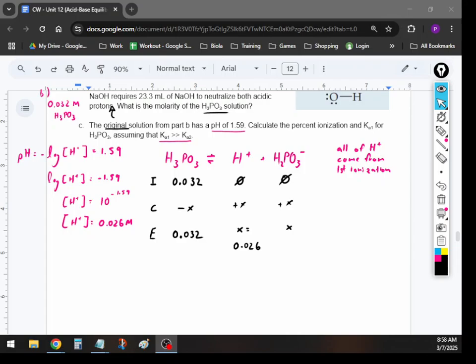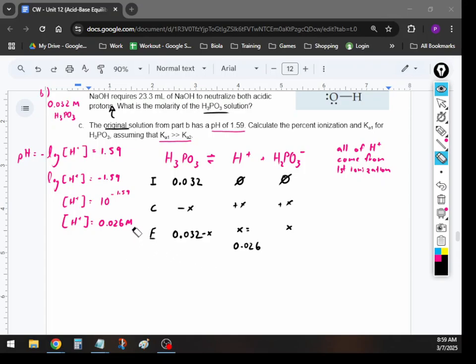Alright, so I filled in the ice table for you guys. Hopefully the change section is pretty simple. It's minus X for the acid, and you're gaining the products. The equilibrium value for our acid is going to be 0.032 minus X, and these will be X, and then we calculate the concentration of H+ from pH, and that's where we get this value right here. Okay. So far, so good? Everybody good? Very similar to what we've been doing.